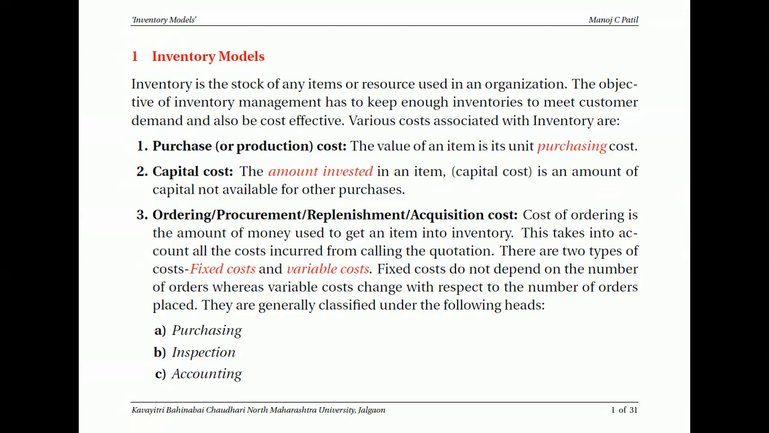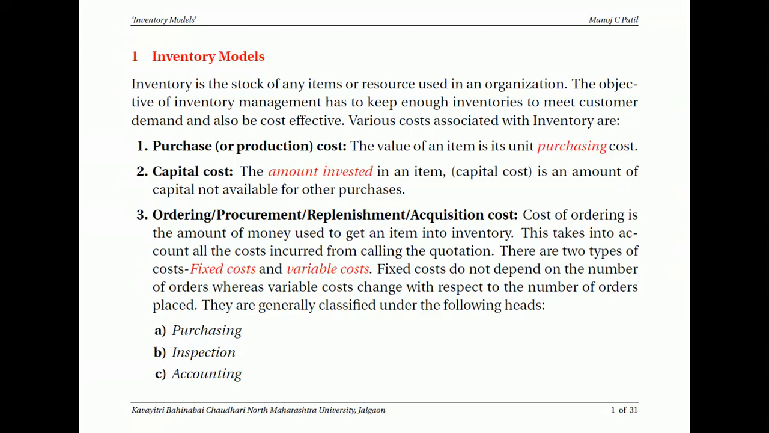Another cost is ordering. This has many names: ordering, procurement, replenishment, acquisition cost. But as the first name suggests, ordering cost is just the cost of ordering, starting from quotation up to receiving the inventories from the supplier. Okay, there are two types of cost. The first cost is a fixed cost, and the other one is a variable cost.